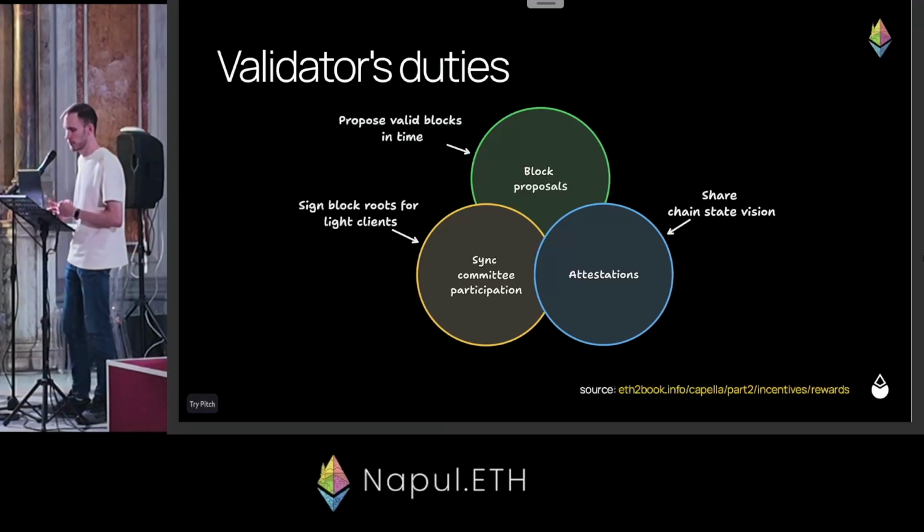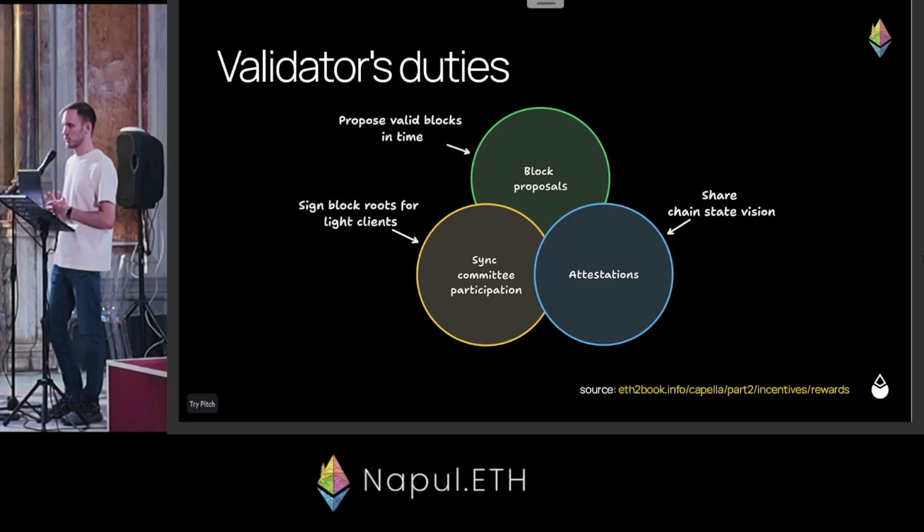Another duty of a validator is to share its vision about the chain state. It is a pretty frequent responsibility, and it contributes to the overall propagation of the correct view of the chain at the very moment.